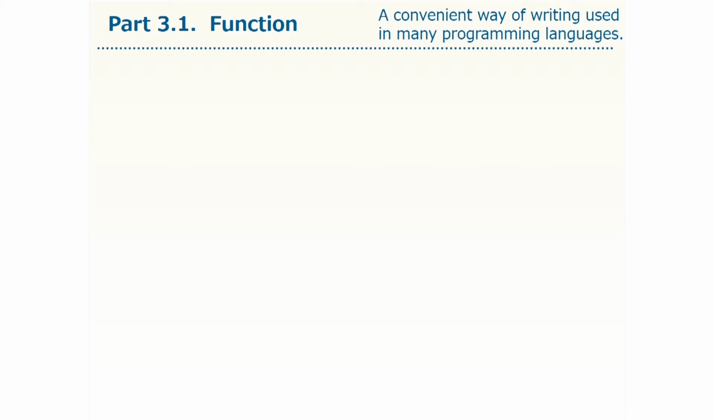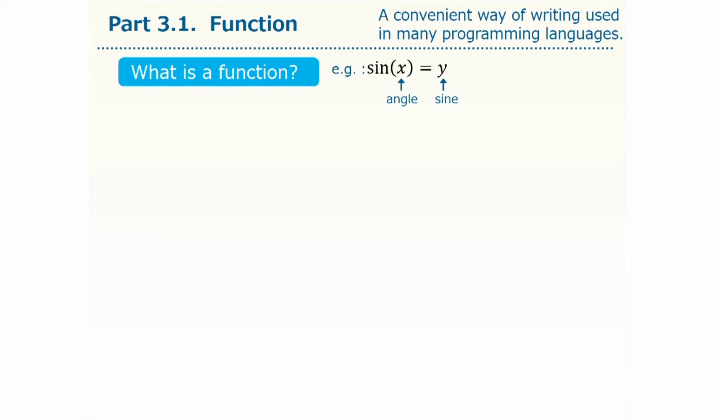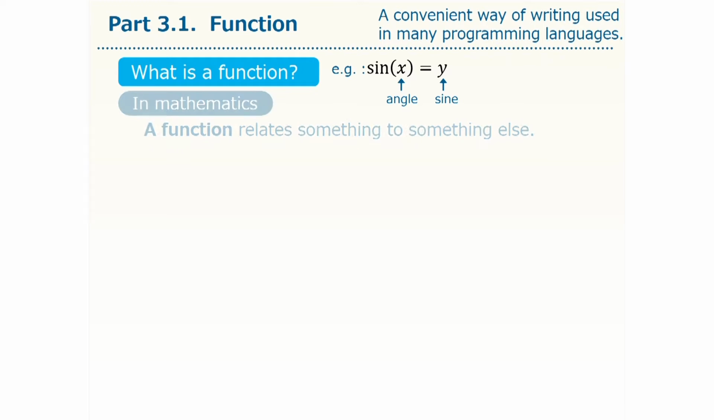Here, let me explain the notion of function in programming in some more detail. What is a function? Functions do exist in mathematics, as you know. For example, with sine x equal y, we see that y is the sine of the triangle with angle x. In mathematics, a function relates something to something else. For example, the sine function relates an angle x to the sine of the corresponding triangle.